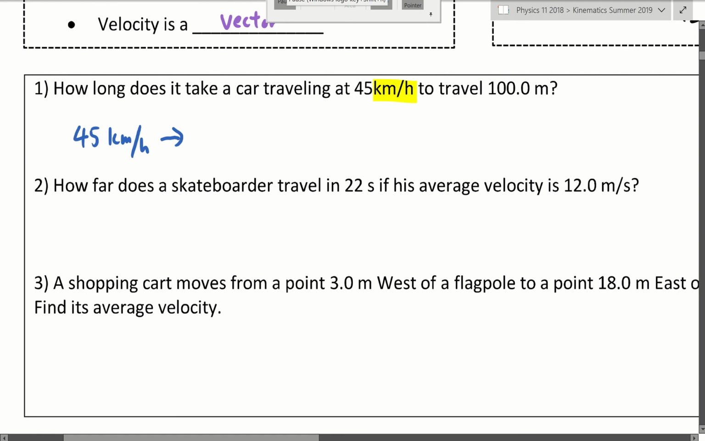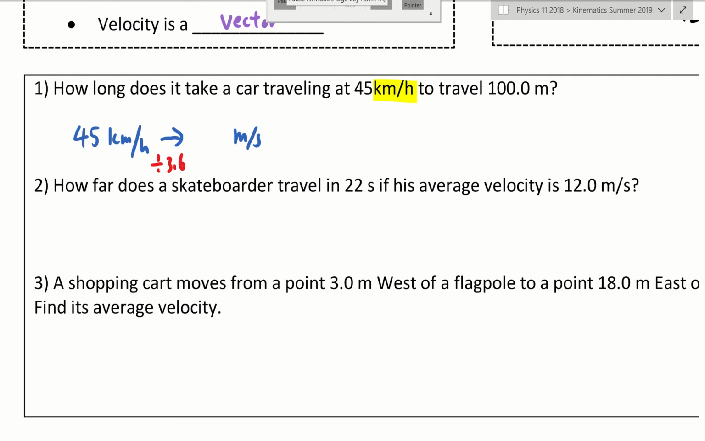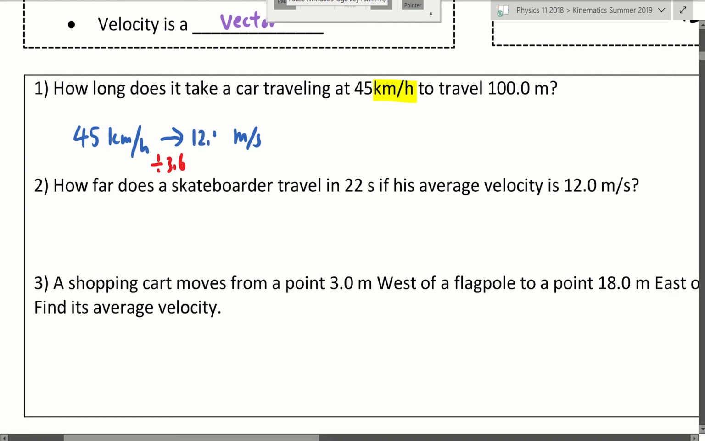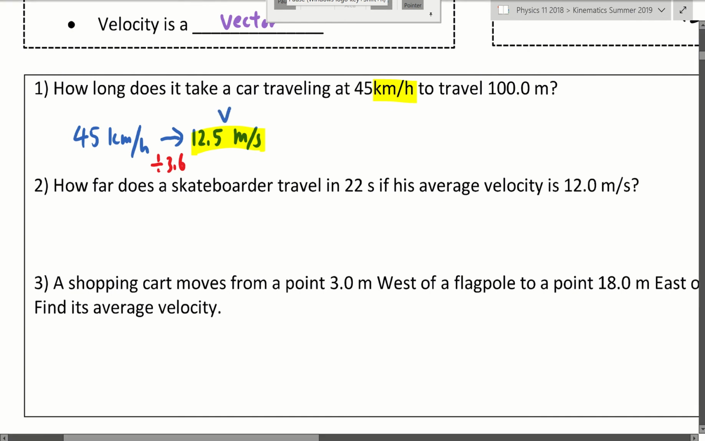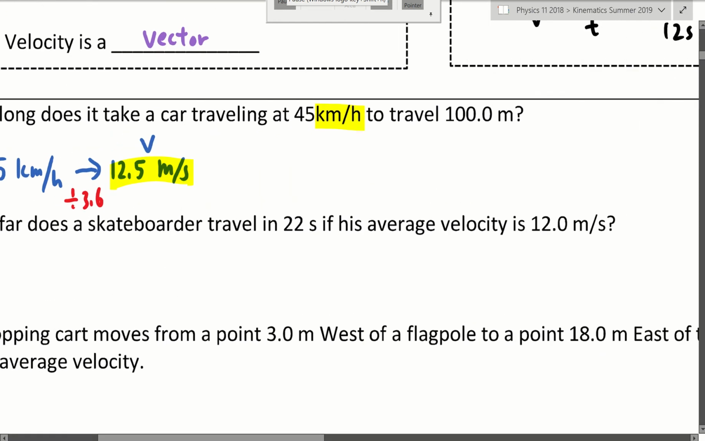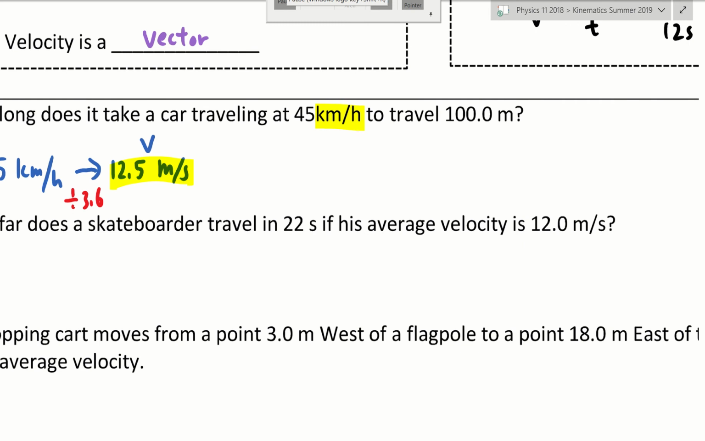Now, hopefully you remember the shortcut. Km per hour to meter per second is dividing by 3.6. So use the calculator, divide that by 3.6, you get 12.5 meter per second. And now this number we can actually use. This is our speed or velocity, right? If there's a direction, it's a velocity. If there's no direction, it's a speed.